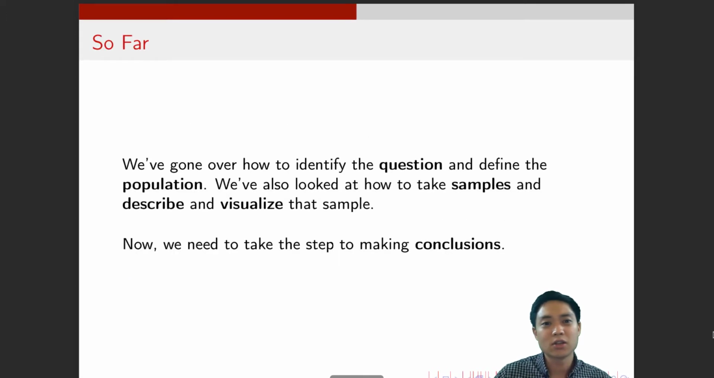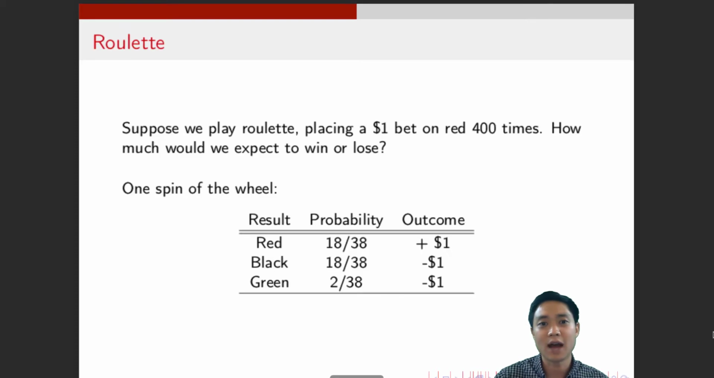And so far what we've done is go through the steps of identifying the question, defining the population, talking about different types of data, looking at how to take samples, and describing and visualizing the sample. And now we need to move on to that third step, making conclusions. So how do we do that? Let's look at a short example to get us towards making the right conclusions.